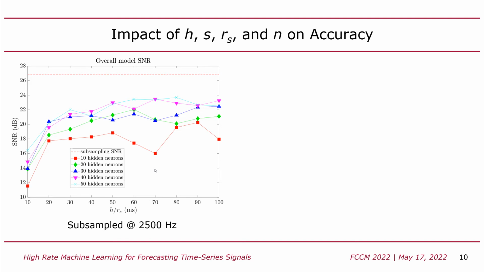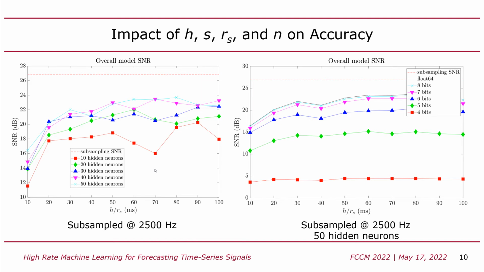Since these results were generated with floating point, we also examine the impact of quantization. So this plot shows the accuracy versus h with 50 hidden neurons at 2500 hertz when varying the word size from float to fixed point, 8 bits down to 4 bits. The results show that both 7 and 8 bits are nearly equivalent to float in terms of signal noise ratio. So we generally use 8 bits in our deployments.